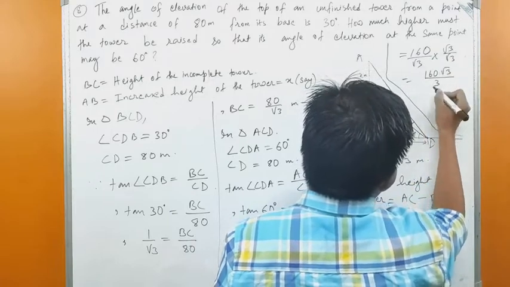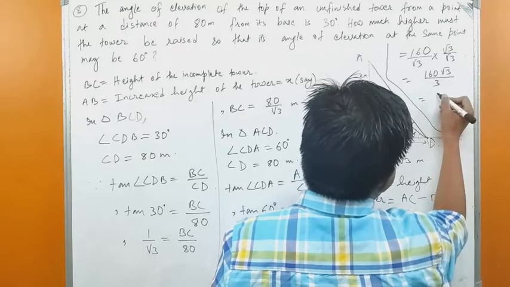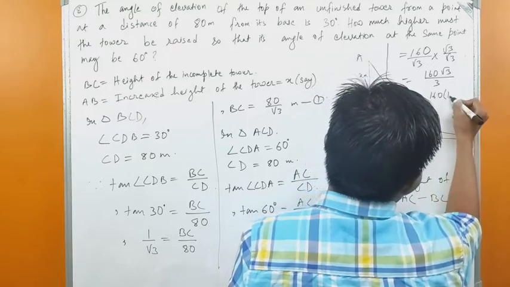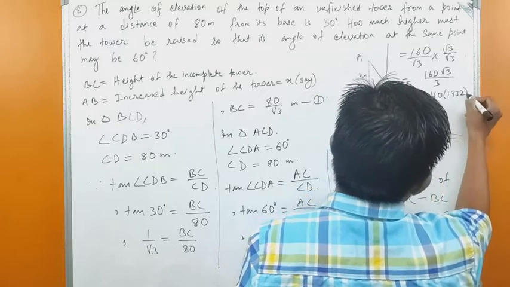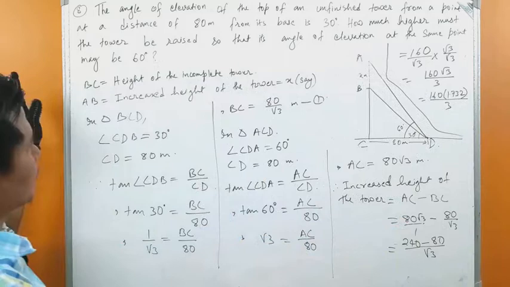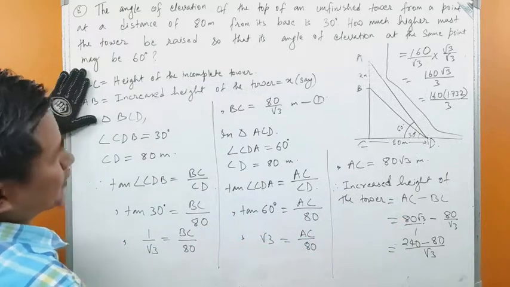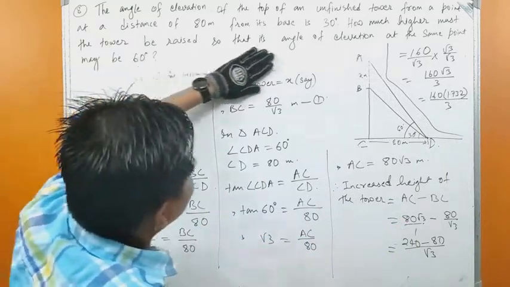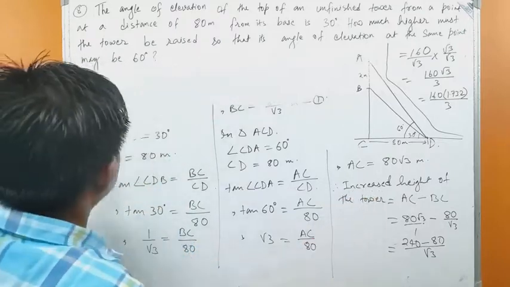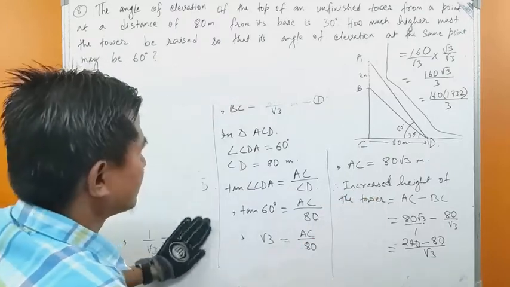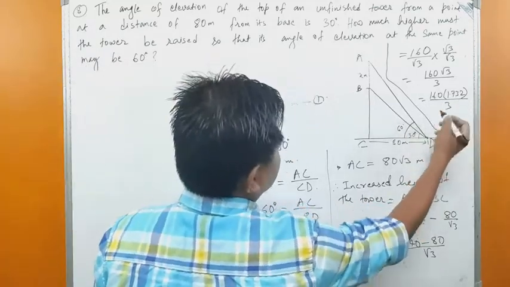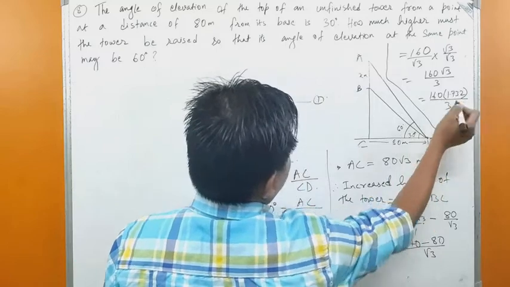Root 3 into root 3 is 3. So 160 into root 3. What is the value of root 3? 160 into 1.732 divided by 3. I must erase this because I don't have any space left now. Now this is the increased height of the tower. Okay, I am finding 160 into this, divided by 3.